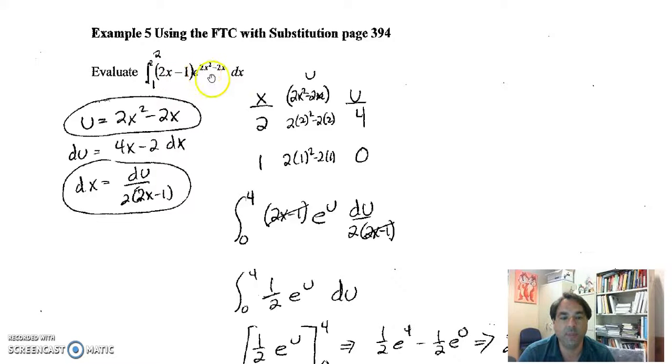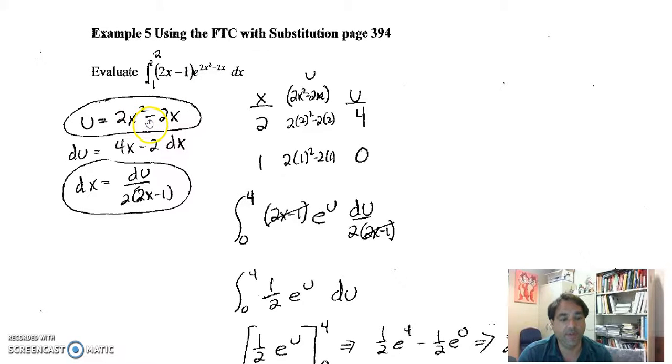I have two things being multiplied. There's an e raised to something that's not just x. So this will be u substitution. So our u in this case is going to be 2x squared minus 2x, because e to the (2x squared minus 2x), I don't know how to take the integral of, but if it was e to the u, the integral of e to the u is e to the u.